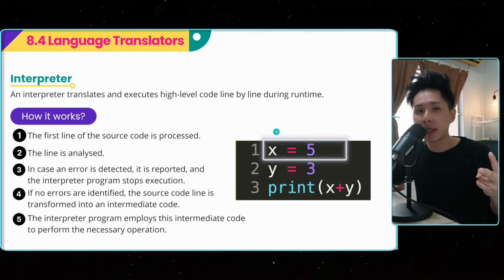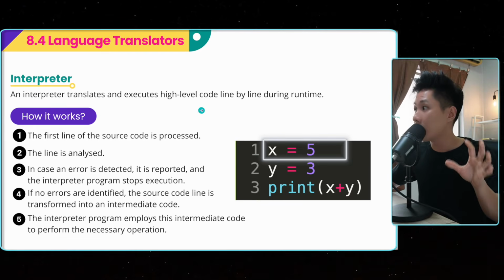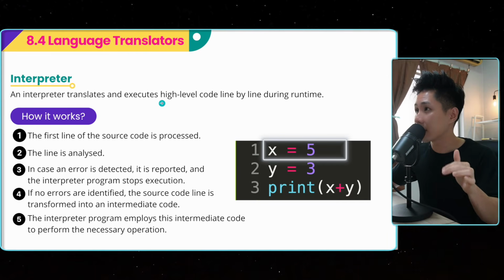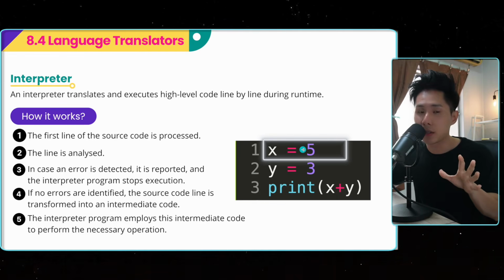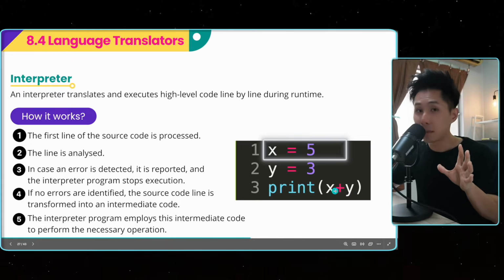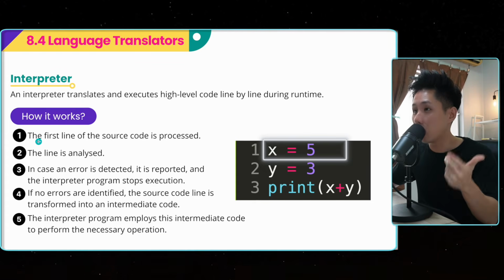So there are two different types of translators. The first one is the interpreter. How an interpreter works is that it translates and executes high-level code line by line during execution. I have 3 lines of Python code here. I want to show you how it will be run. So how it works, first step.